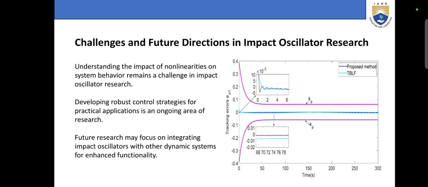Here we see tracking results, mainly given in two graphs of time and the proposed method TBLF. One graph shows time of 0, 50, 100, 150, 200, up to a maximum of 300, and the values are 0.4, minus 0.4, plus 0.4.